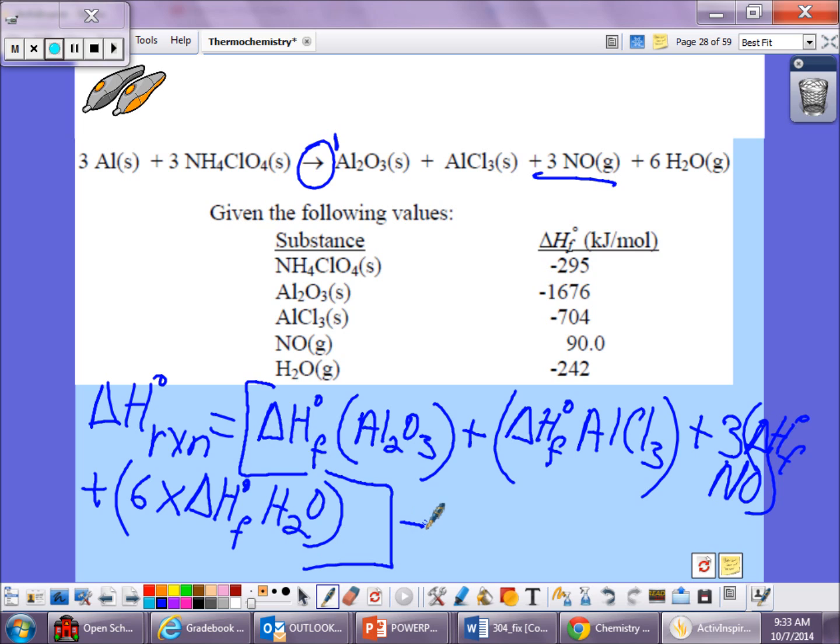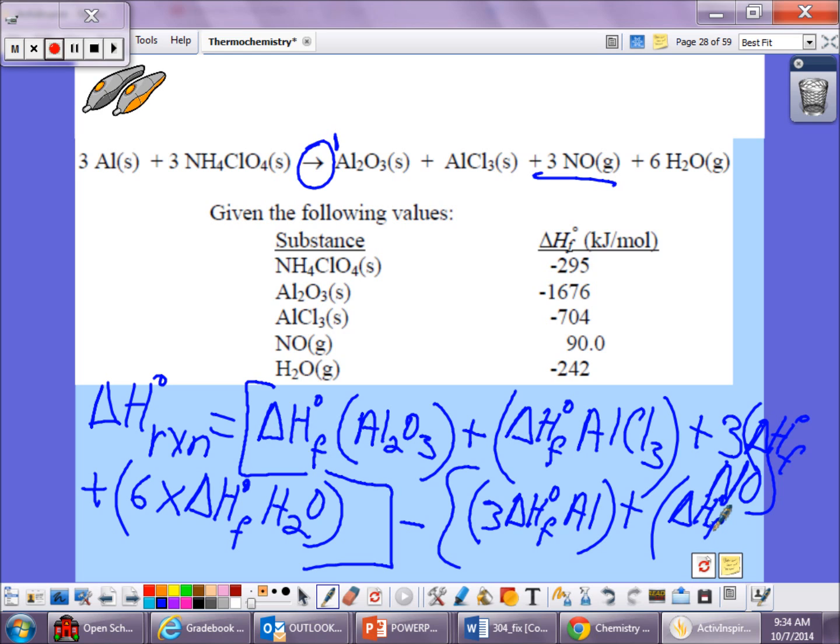minus, open bracket, parentheses. The reactants are 3 times the delta H of formation of Al solid, close parentheses, plus open parentheses, 3 times delta H of formation of ammonium perchlorate. It is NH4ClO4. Okay, close parentheses, and then I close the bracket.